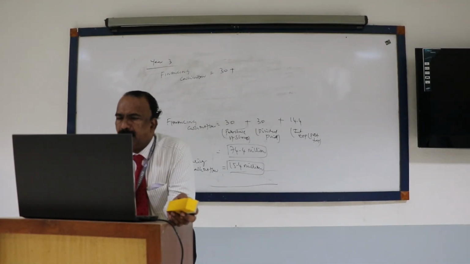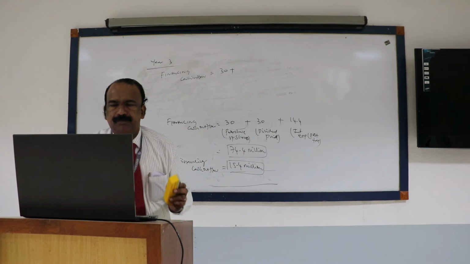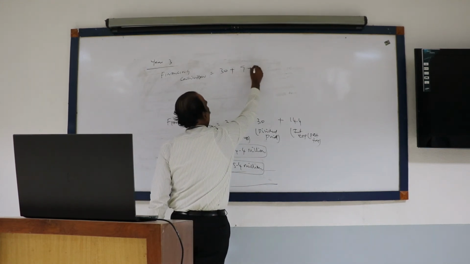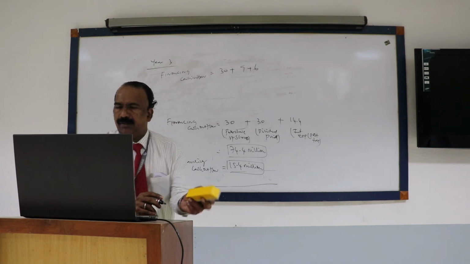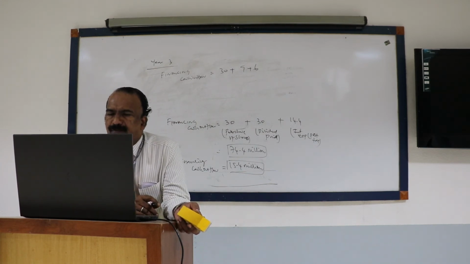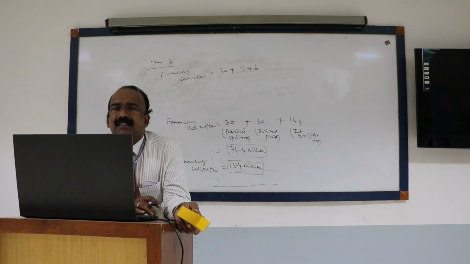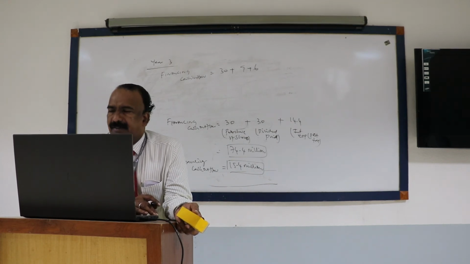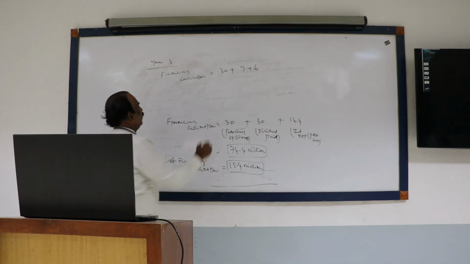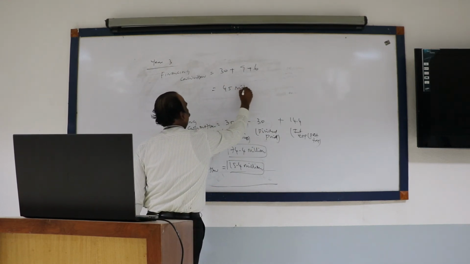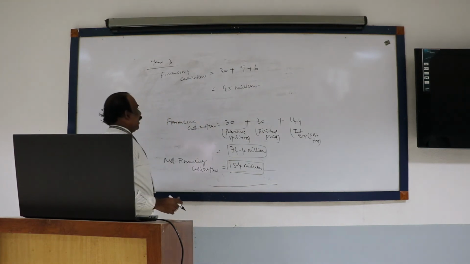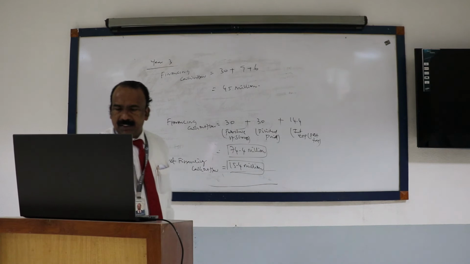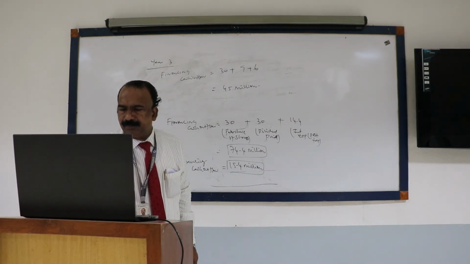That is 15. Income from marketable securities, 15 minus 40%. 40% of 15 is 6. 15 minus 6 is 9. So 10 minus 4 is 6. So 30 plus 9 plus 6, that is 45 million. And financing cash outflow is purchase of shares, investment is increased.